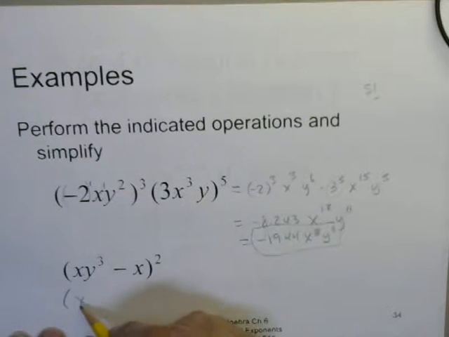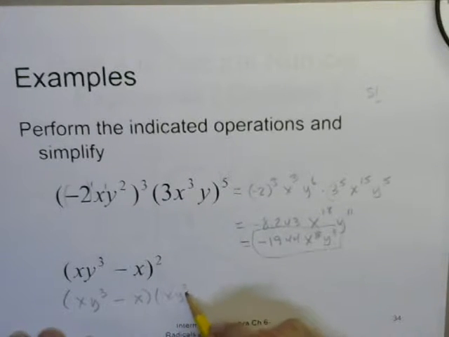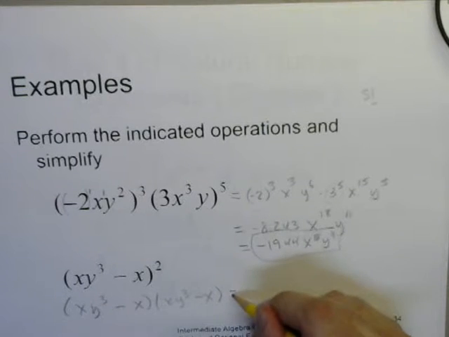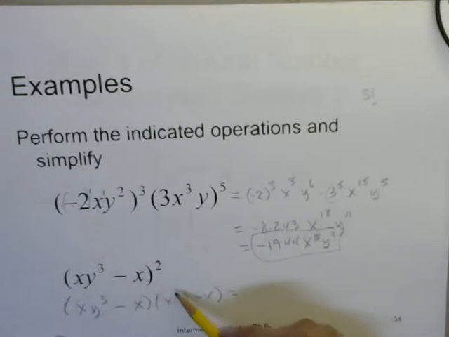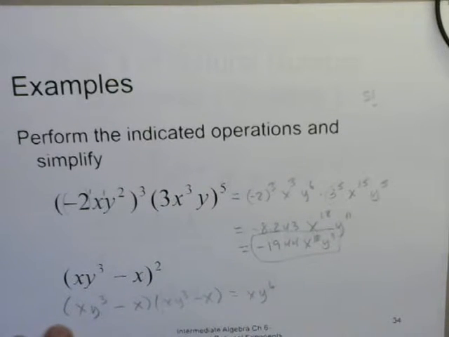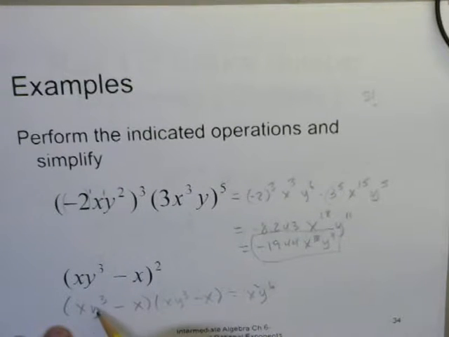What you'd really want to do is just rewrite this as xy cubed minus x times xy cubed minus x, and then FOIL it out. So just watch out for that. So if I FOIL that out, I'll get the first term here times the first term here. So that times that will give me x squared y to the 6, because remember, I add the exponents when I'm multiplying, so it's just x times x, which, oh sorry, that should be x squared, and then y cubed times y cubed would give me y to the 3 plus 3, or 6.